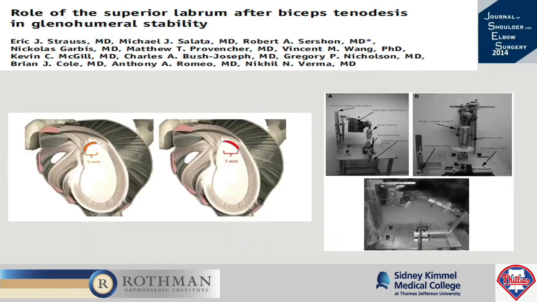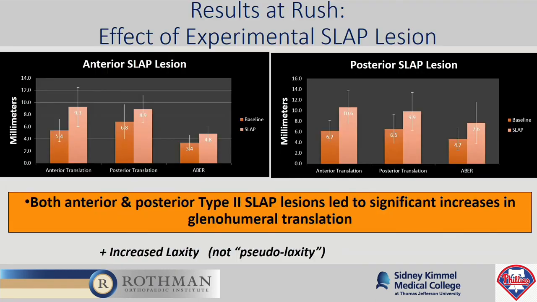If you look at this study that was done back at Rush, what they did was they created SLAP tears, anterior and posterior to the biceps labral complex. And what they found was that as they put the shoulder through a range of motion, as you can see here, with the anterior SLAPs and the posterior SLAPs, there was more translation within the glenohumeral joint. So this was actually true laxity. This was not pseudo-laxity. These were statistically significant differences. Once you had the SLAP tear and you take the shoulder through a range of motion, it moves more than it's supposed to.